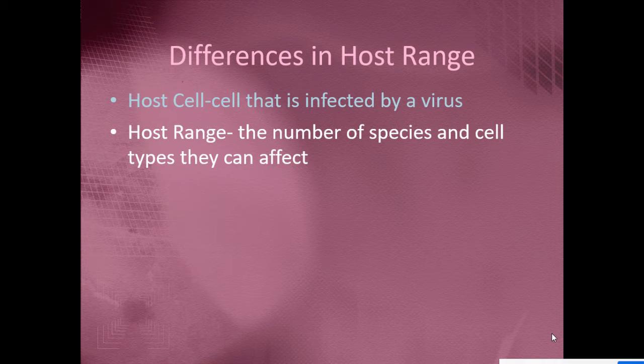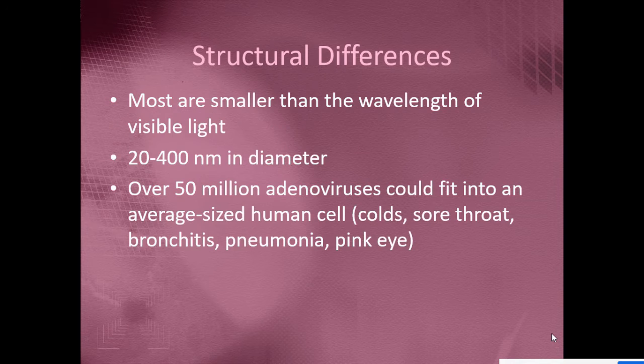So here's the first part that's in blue. Differences in host range. A host cell is a cell that is infected by a virus, and the host range is the number of species and cell types they can affect. So you'll want to write down that part in blue. The white part you don't need to worry about because that will be included for you in Canvas on the student PowerPoint. So you need to just have a Google Doc open, and that is what you will submit to me at the end of this lesson.